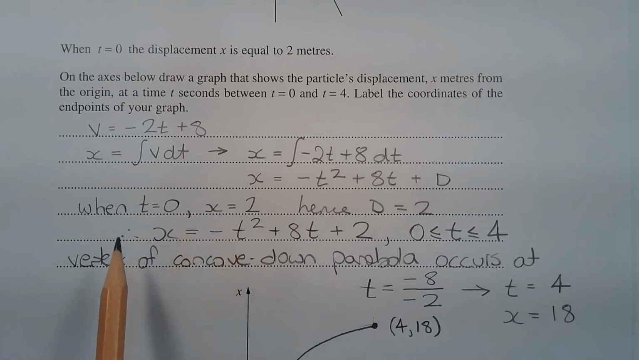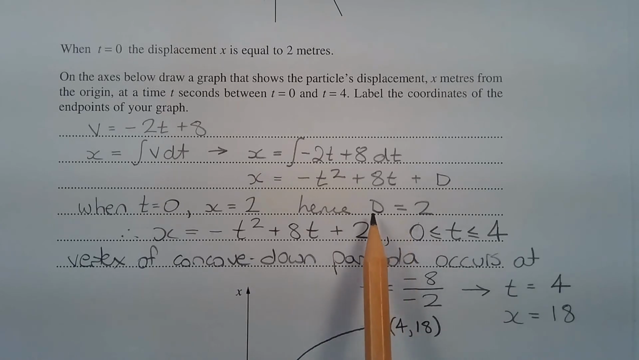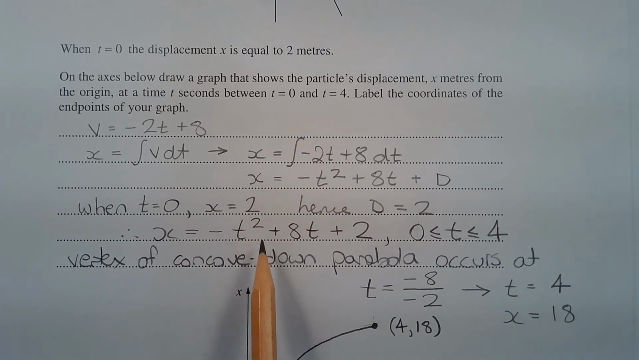Applying the initial conditions, when t equals 0, x is equal to 2. So substituting 2 for x here and 0 for t here and here, we get the constant of integration d is equal to 2. Therefore, x is equal to negative t squared plus 8t plus 2, where t is greater than or equal to 0 and less than or equal to 4.